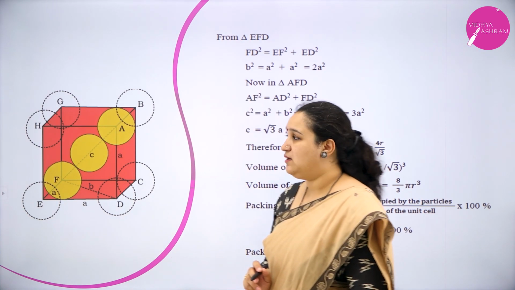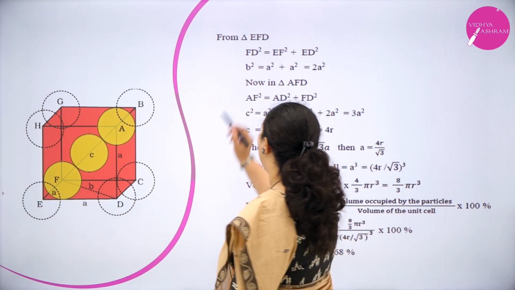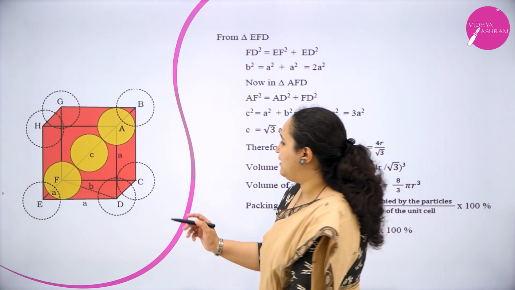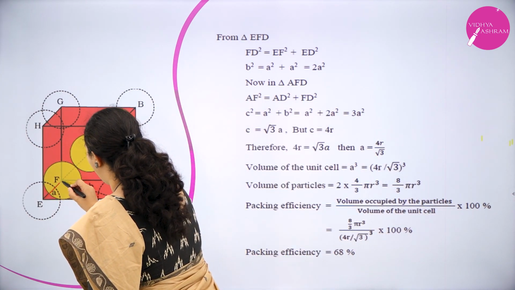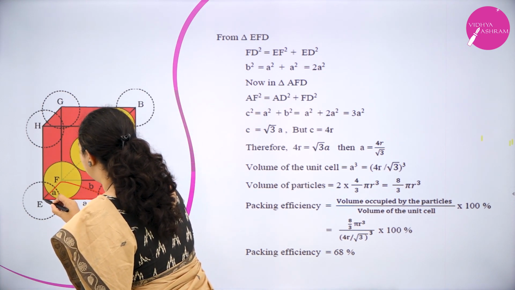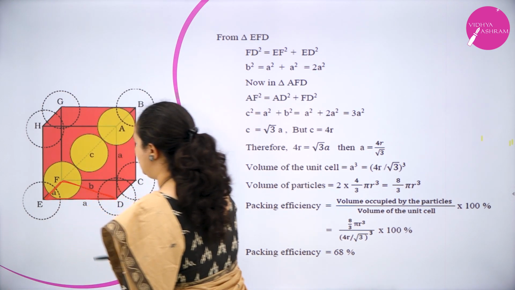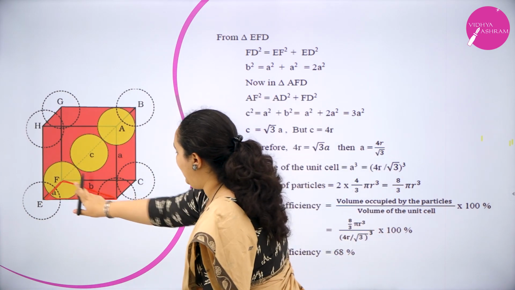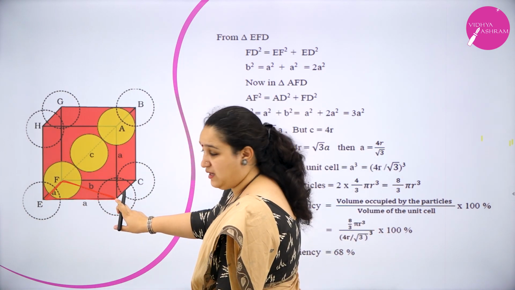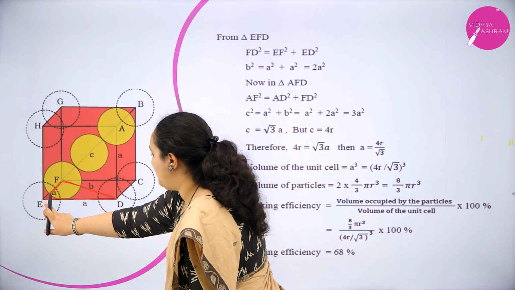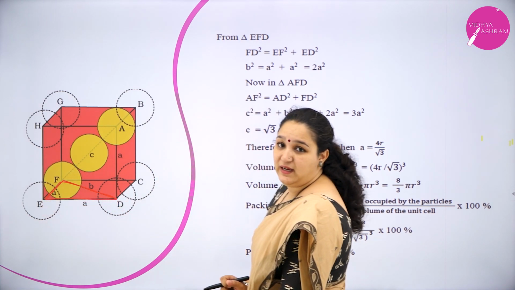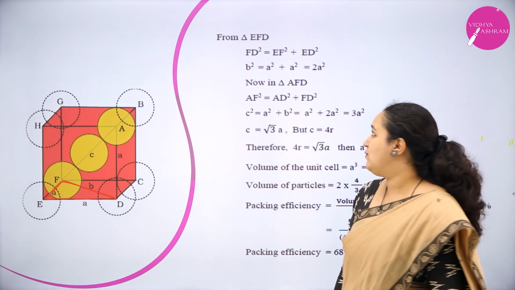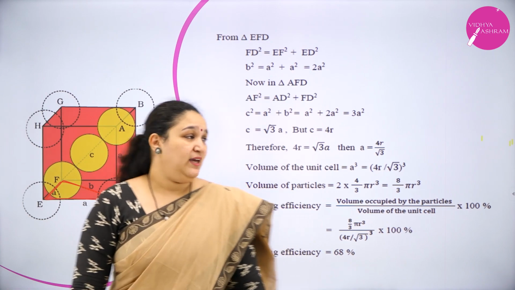So here from the triangle EFD. Now where is this triangle? You can see here EFD. This is the triangle which you are supposed to consider. Now again the same theorem, FD square is equal to EF square plus ED square. You can see FD square is equal to EF square plus ED square.